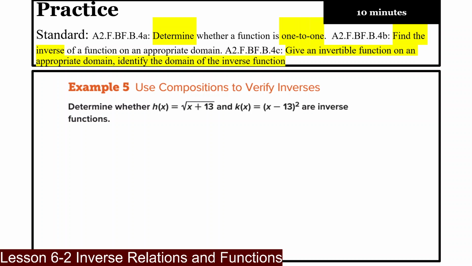Alright, let's do some practice. Here we are given h of x and k of x. Right, so we have h of x right here, we have k of x right here. H of x is square root of x plus 13, k of x is x minus 13 squared. And we have to verify. So how do we verify?